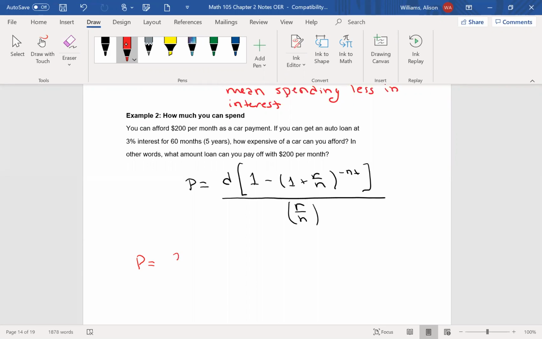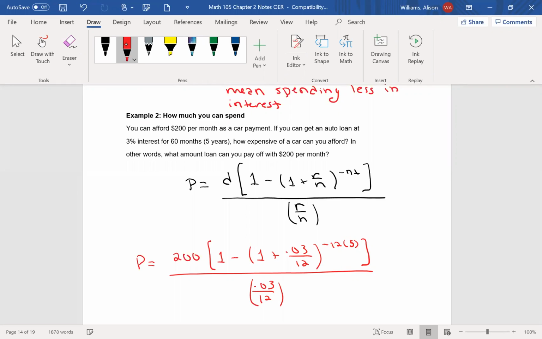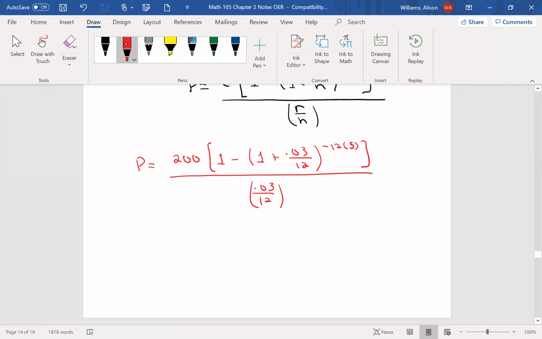Okay, we can afford $200 a month. Oops, not a parenthesis. And then the rate is 3% per year for 5 years. All right, there we go. It's plugging in all the information. So let's kind of take it in steps. But again, you'll be able to keep this in the calculator a lot easier. So I'm going to start inside that first parenthesis.